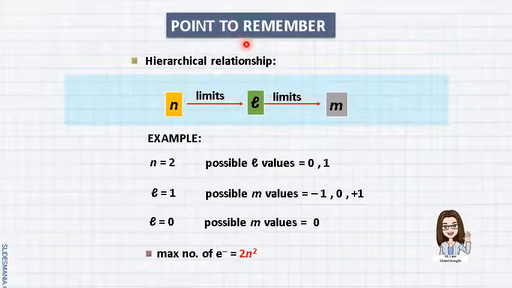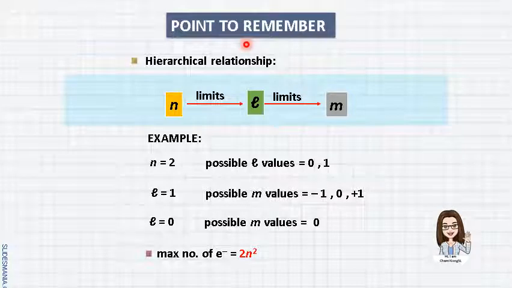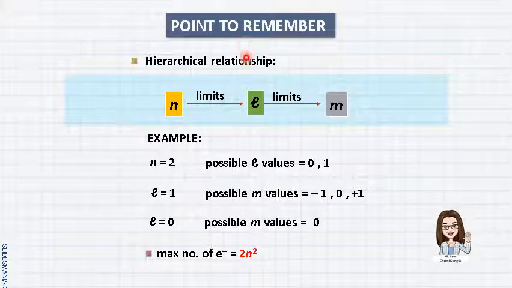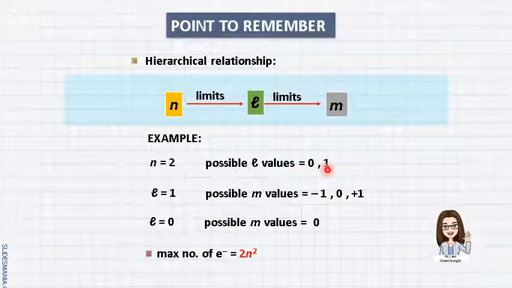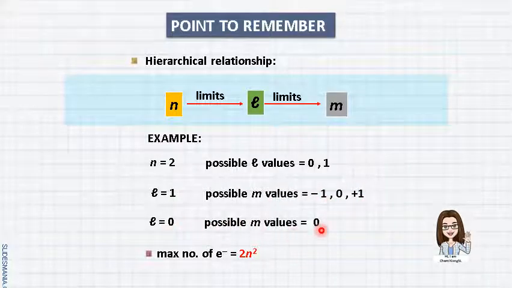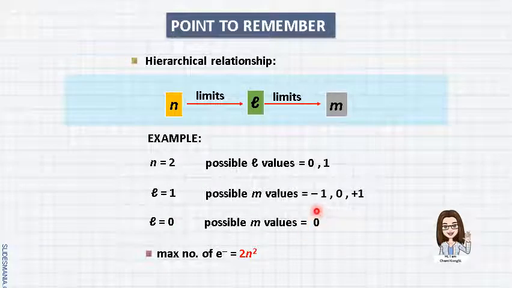So a point to remember: n limits l, and l limits m. These are the possibilities when n equals 2. The possible l values are 0 and 1. You have to specify again: when l equals 1, the m values are, suppose, three, so there are 3 orbitals. And when l equals 0, this is the m value, and there is only 1 orbital.